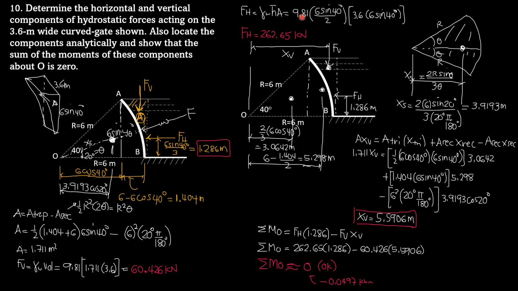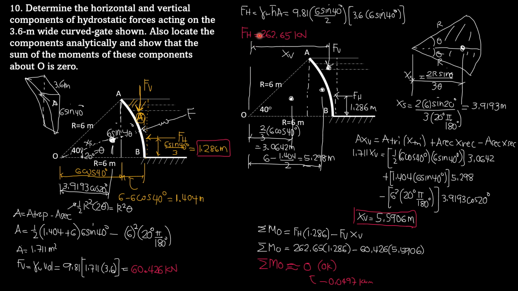Gamma is 9.81. Bar H is half of the height, because if you consider this projected area, half of 6 sine 40 is the distance to the centroid of that rectangular projection. So 6 sine 40 over 2, and the area is this area here of the rectangle, which is 3.6 meters times height 6 sine of 40. So it is 262.65 kilonewtons. So these are the components of the force.